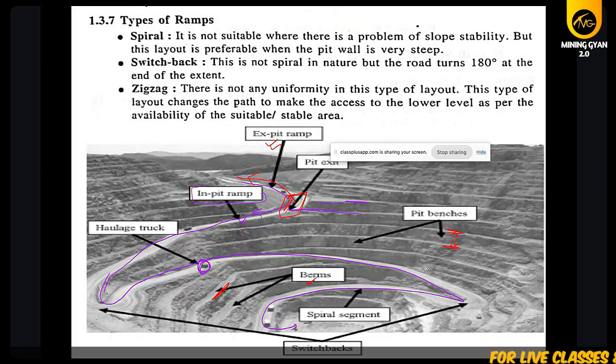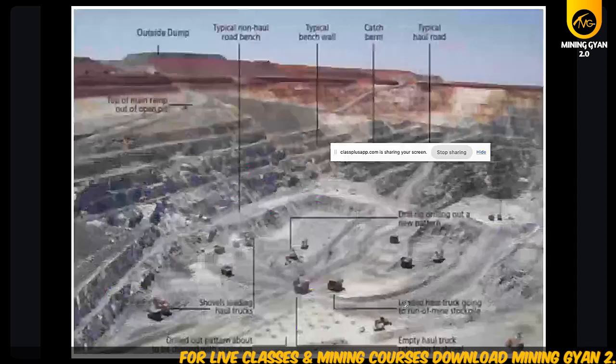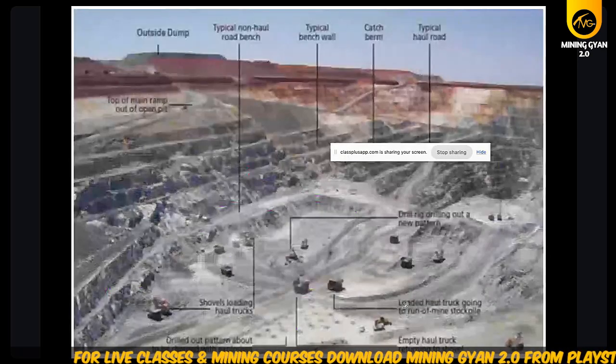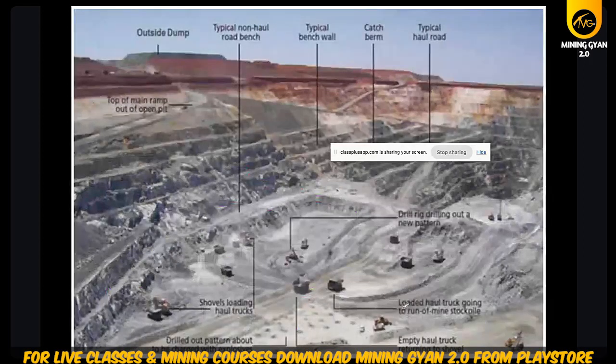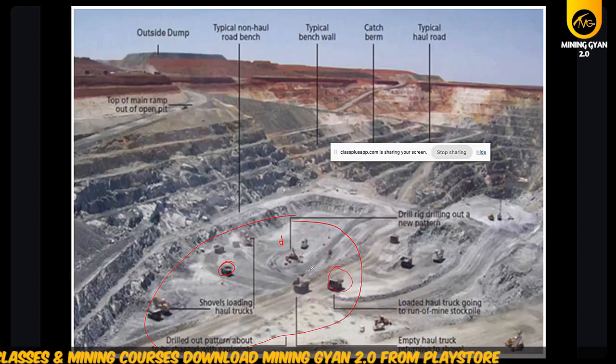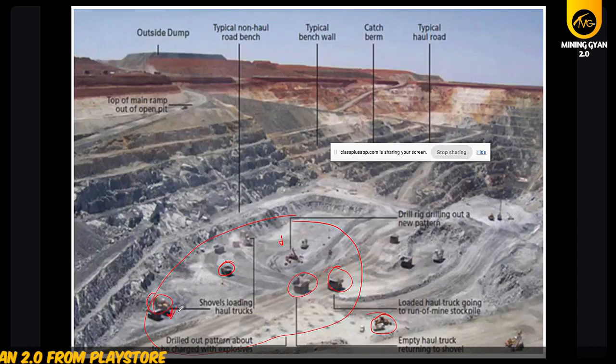If you come to the section, then it is your switch breaker. I will show you some photos also. This is your operational area. So drilling, this is your dumper and dozer. This is also dozer, and this is shovel. So this will be your operational area.